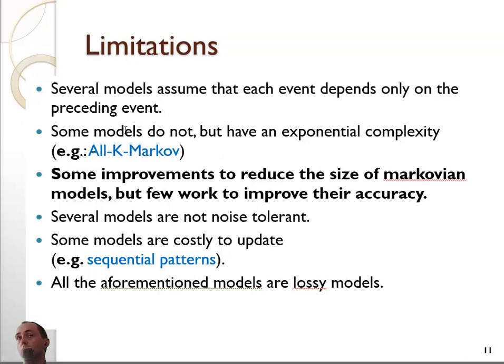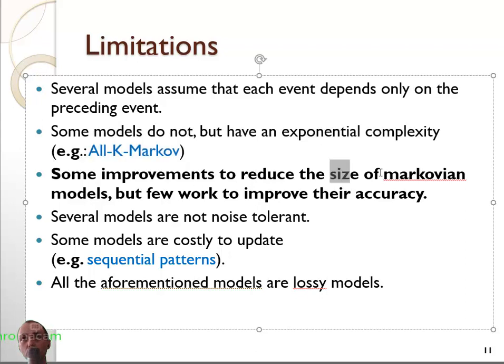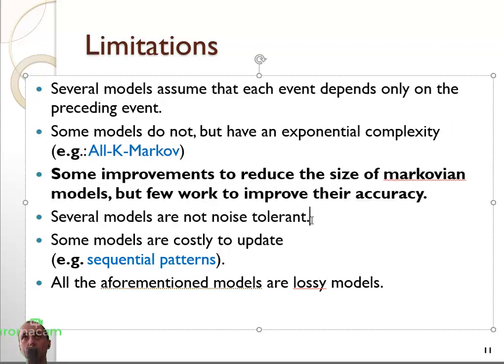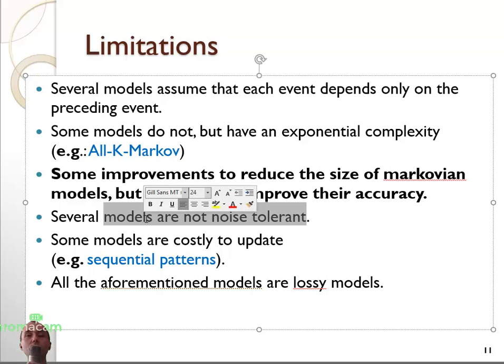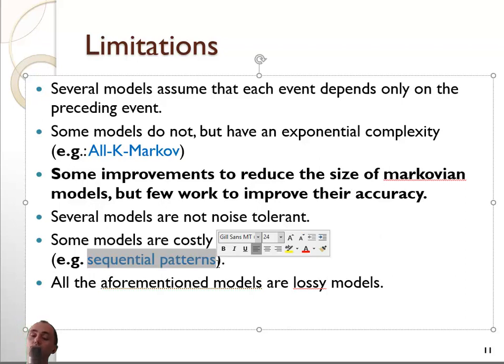Some models do that, but they have exponential size, like the Markov model of order K, for example. There are some improvements to reduce the size of these models, but few of them improve their accuracy. And many of these models are not noise tolerant, so the order needs to be followed very strictly. It can be good or it can be bad. And some models are costly to update, such as sequential patterns. Finding the sequential patterns can take a lot of time.